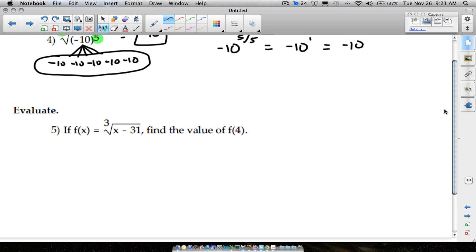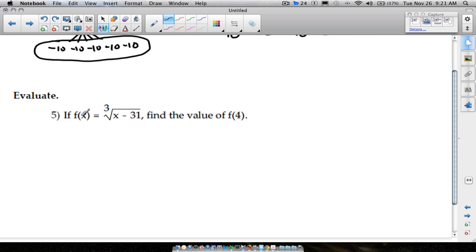On to number 5, let's evaluate. If f of x is equal to the cube root of x minus 31, find the value of f of 4. So what we want to do here is find the value of f of 4 by plugging in 4 to wherever we see an x. So we have an x there, we're going to write a 4 instead of an x, and then we subtract 31, and let's see what we get.